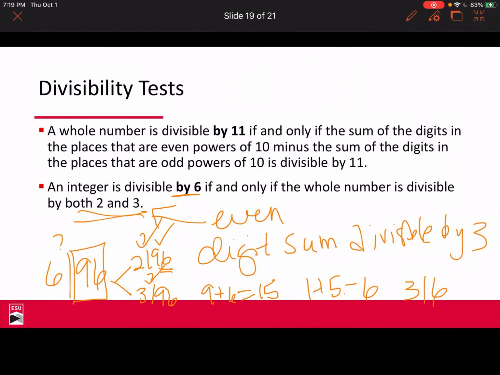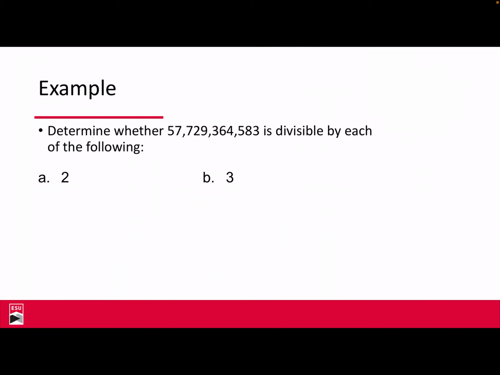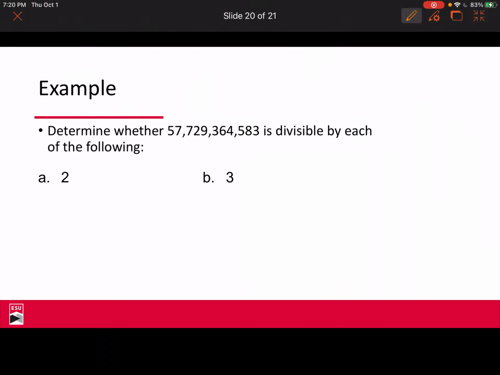And so now we'll go ahead and put it all together. Determine whether 57,729,364,583 is divisible by each of the following. Is it divisible by 2? Well, 2 doesn't divide 3, that last digit. So it is not divisible by 2.